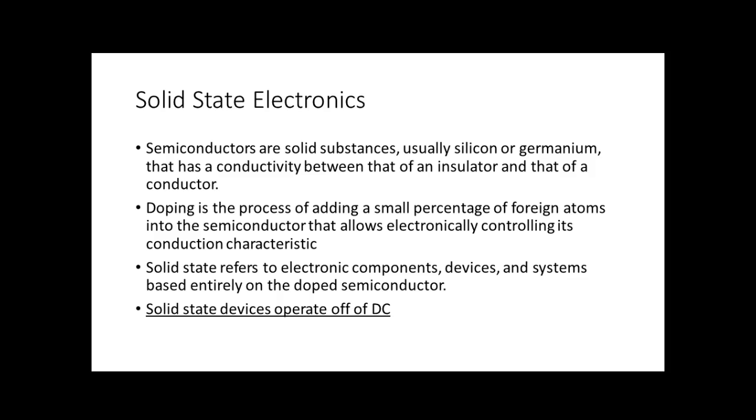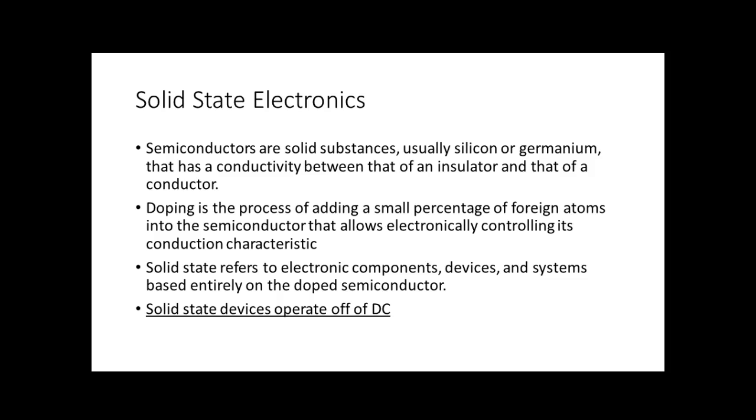So with semiconductors, these are solid substances, usually silicon and germanium, that have a conductivity between an insulator and a conductor. They're right in the center, and that's why they got the name what? Semiconductor. So what's a conductor? Well, a conductor is considered to allow current to flow easily, right? It has very little opposition. An insulator has an extremely high opposition. And a semiconductor is where? Right in the center. And that's how it got its name.